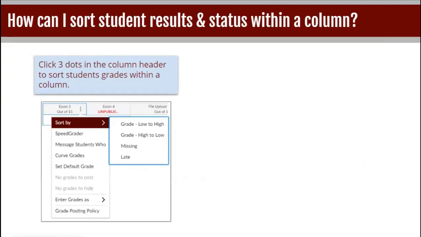Within the column, sometimes you would wish to arrange the student results vertically in order to highlight students who are missing a grade or view the grades from high to low. The way that you can do that is by clicking on the 3 dots in the column header, and that will allow you to sort student grades within the column. Then you can sort by grade, by missing, or by late.